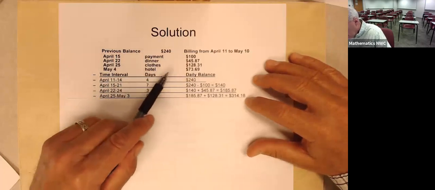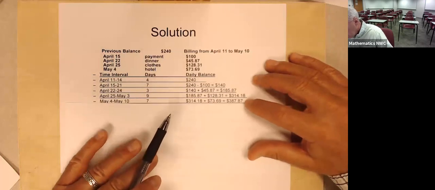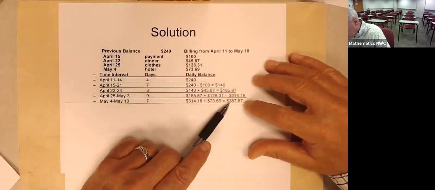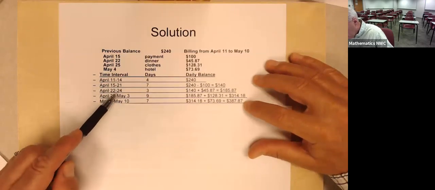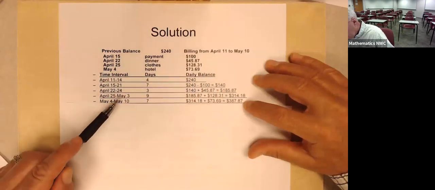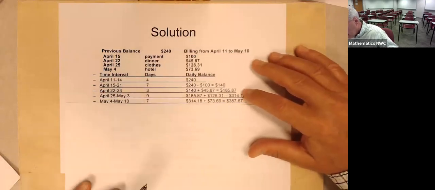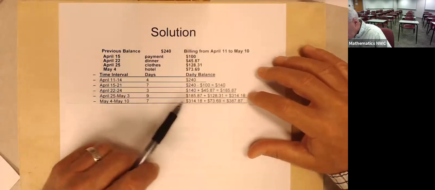On May 4, I made another charge to my credit card of $73. So I need to add that 73 to the balance. So now I owe $387. And I owe that from May 4 to the end of the billing period, May 9. From May 4 to May 10 would be 7 days. For 7 days, this was my balance. For 9 days, this was the balance.